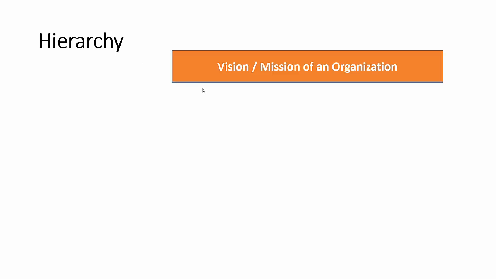Every organization basically starts with the vision and mission of the organization. Vision is all about why they exist, and mission is all about how they are going to achieve the vision. Okay. So vision talks about why they exist, and mission talks about what they're going to do. So that is the vision and mission.